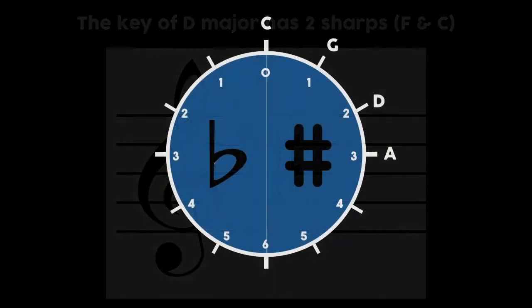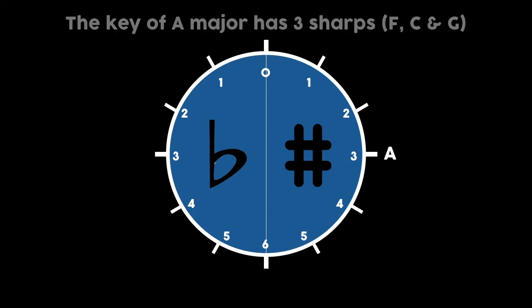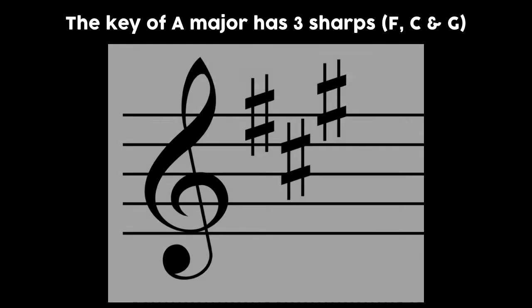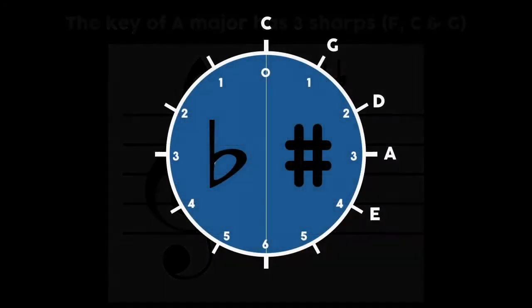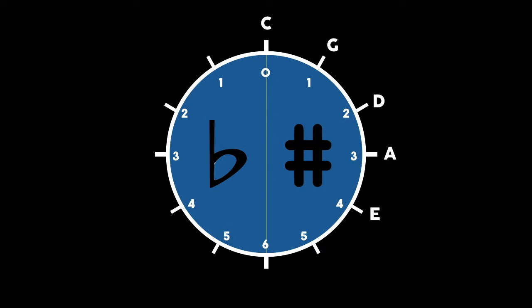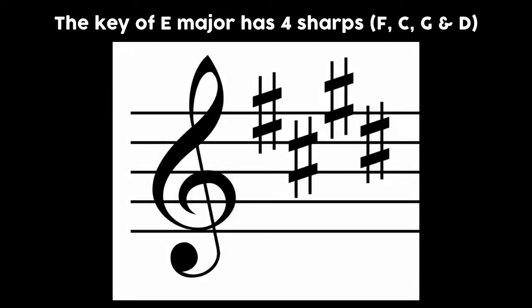The next key round is A major. That's got three sharps in it. Those are F sharp, C sharp, and G sharp. The next key round is E major. That's got four sharps in it. F sharp, C sharp, G sharp, and D sharp.